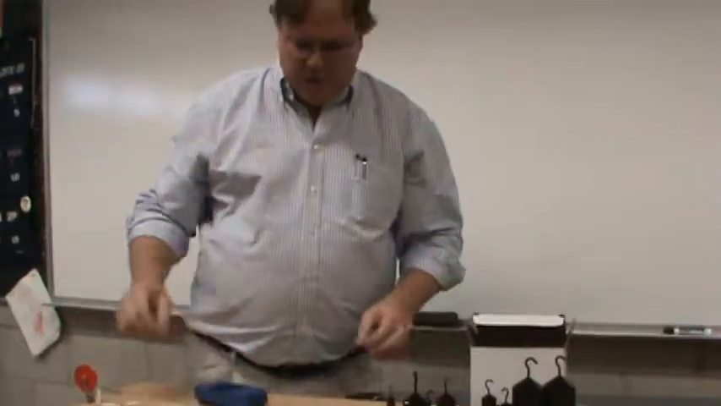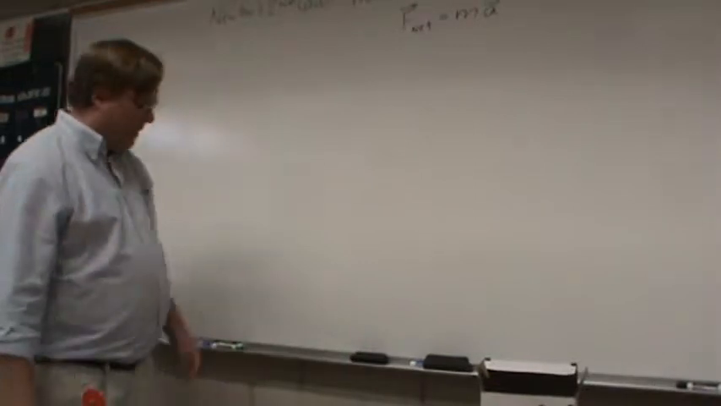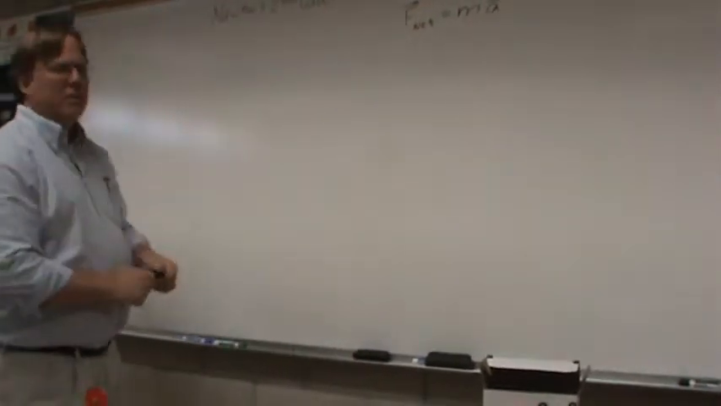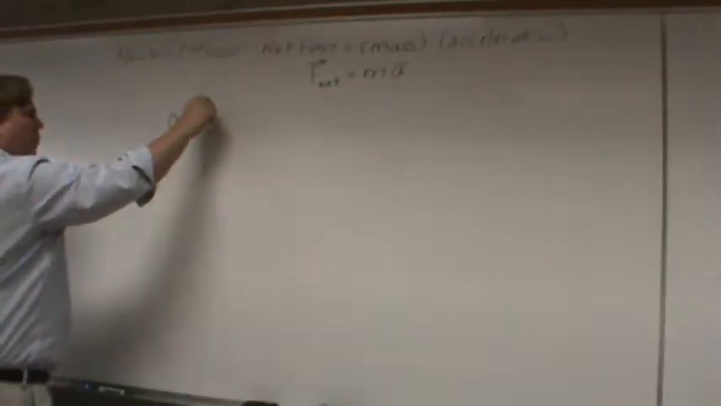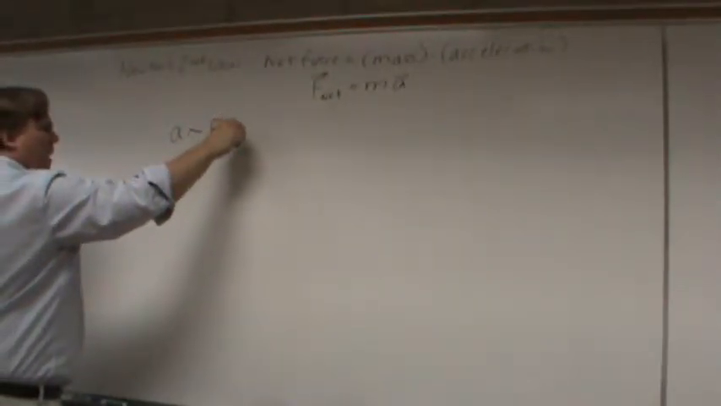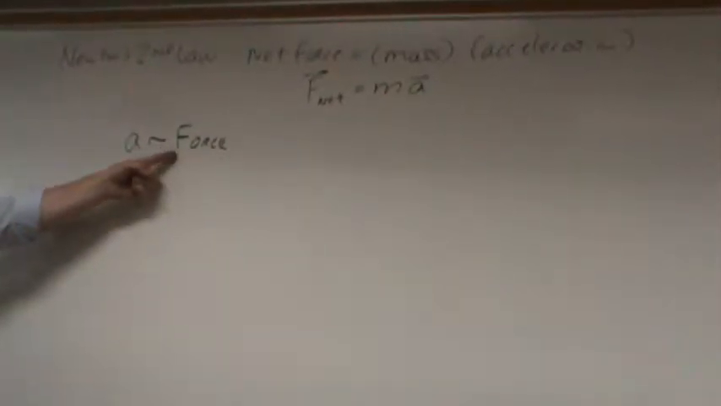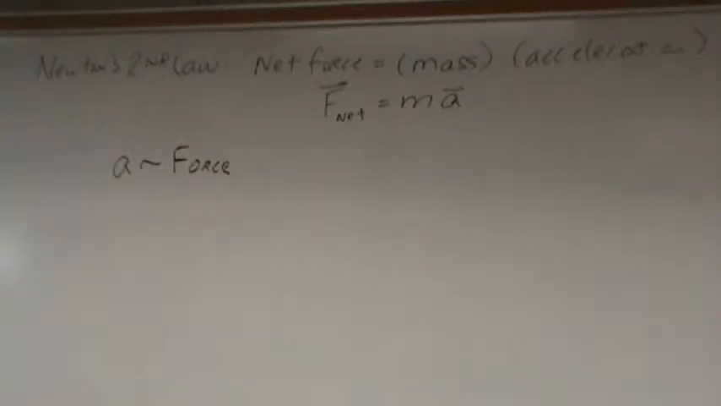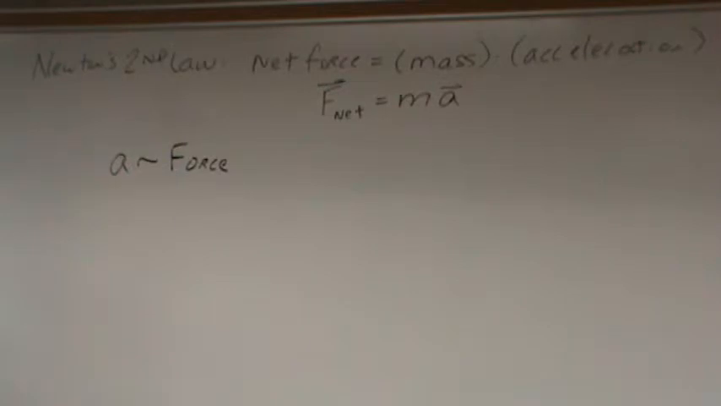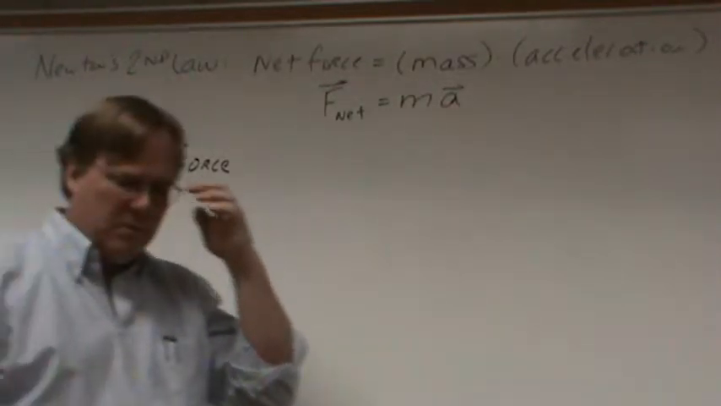So by doing these sorts of careful measurements, Isaac Newton discovered that the acceleration of an object is proportional to the force on the object, okay? Acceleration is proportional to the force. I double the force, I double the acceleration. I triple the force, I triple the acceleration. And then he set about trying to figure out the relationship between acceleration and mass.